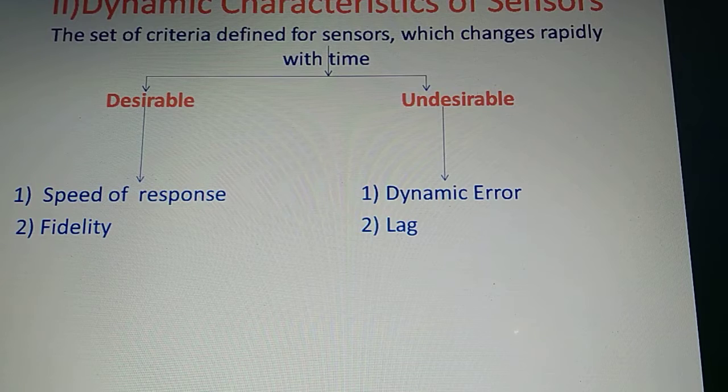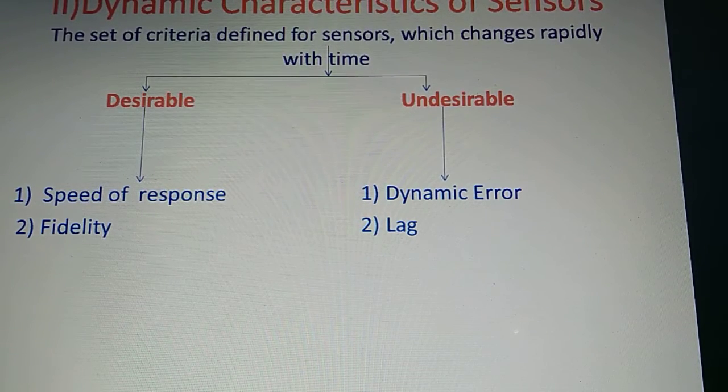Let's go for the next kind of characteristics of the sensor. The first category of characteristics of a sensor is the statics. There are a total of 14 static characteristics we have studied now, and now let's go for the next category of the characteristics of the sensor, which is called the dynamic characteristics of the sensors.